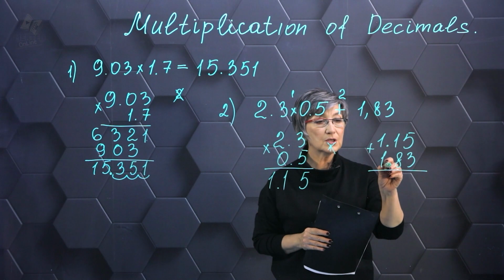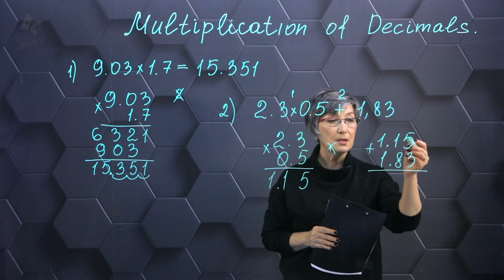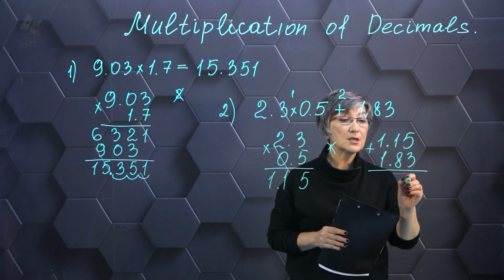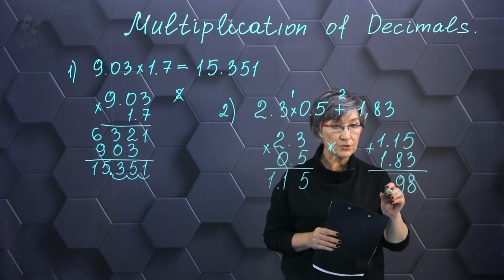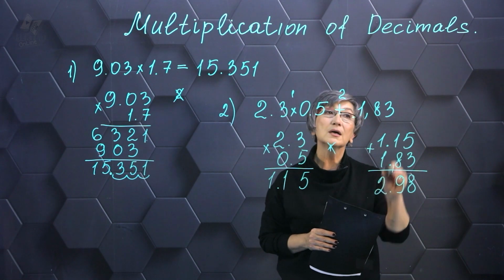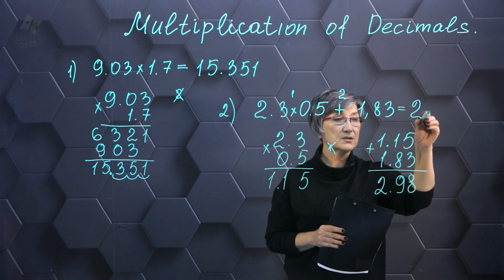In this case, the point is below the point. Add it up. 5 plus 3 would be 8. 1 plus 8 is 9. Point. 1 plus 1 is 2. The result is 2.98.